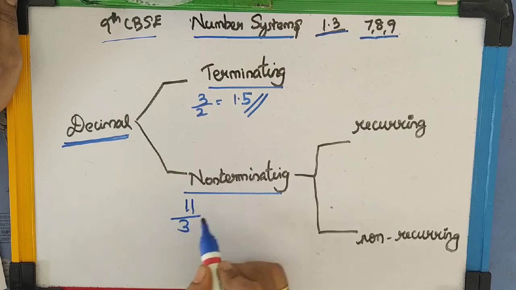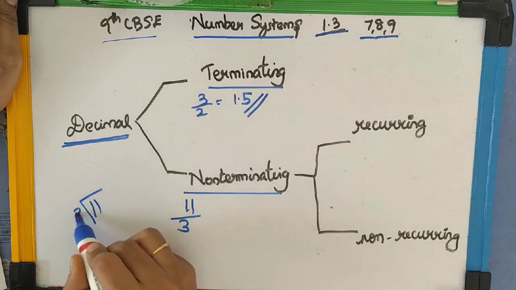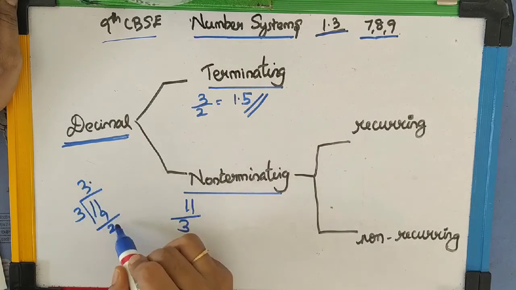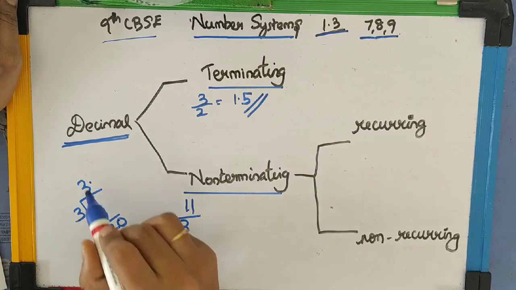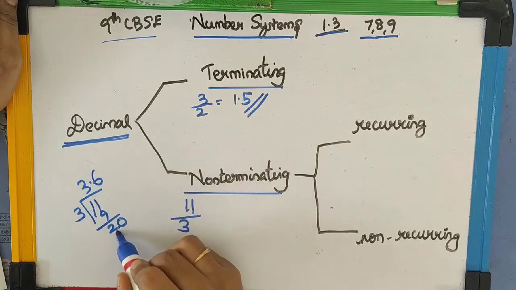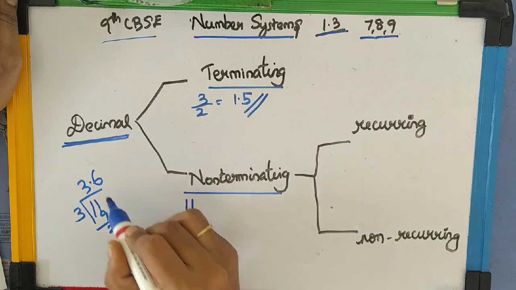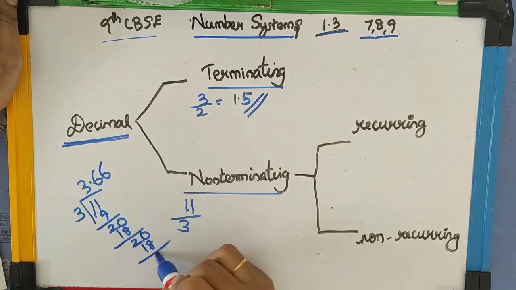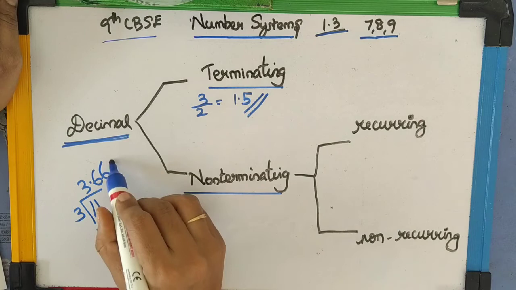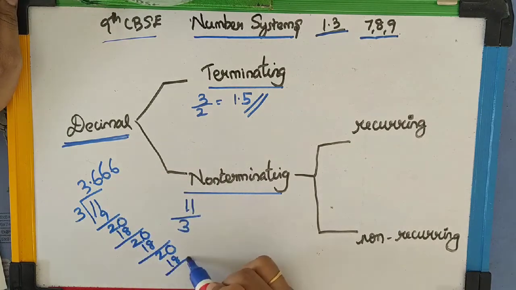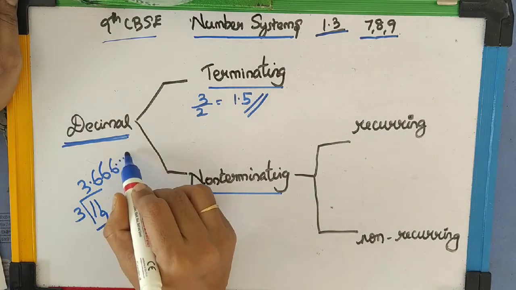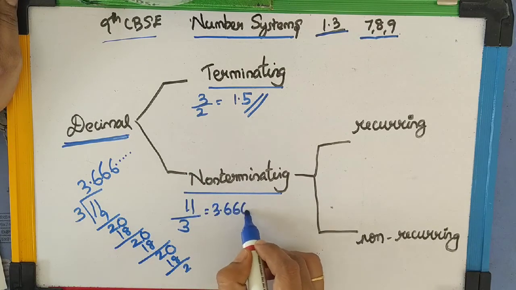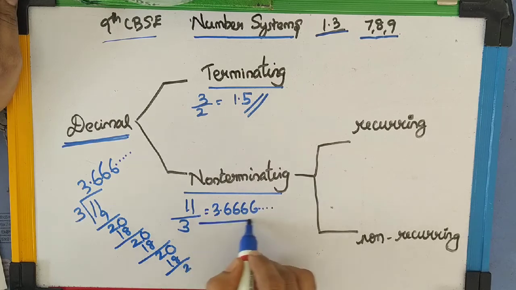Then what is non-terminating? Here we can take an example. When 11 is divided by 3, we get 3.666 and it goes on. That is, the 6 continues. So, as the digits after the decimal point continue infinite times, then it is non-terminating decimal. Okay, understood? Now let's see about the terminating decimal.